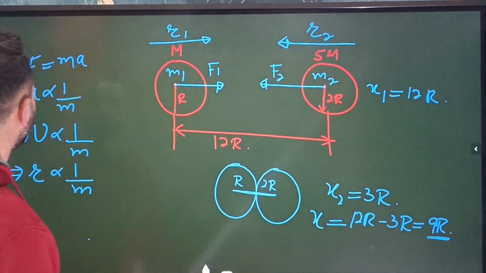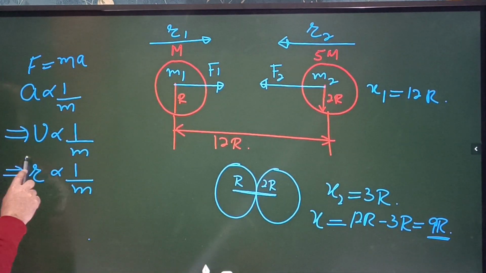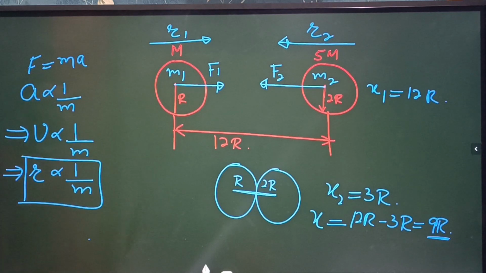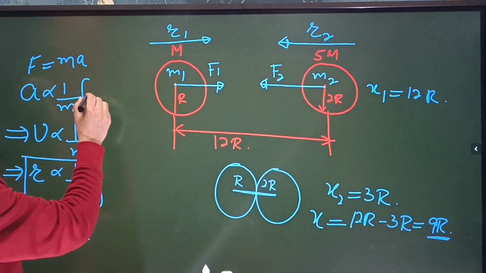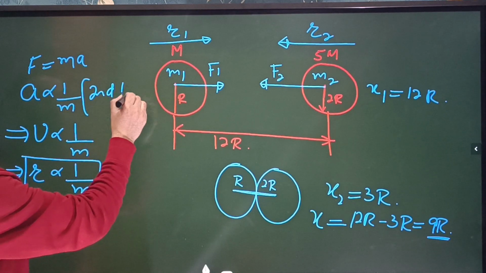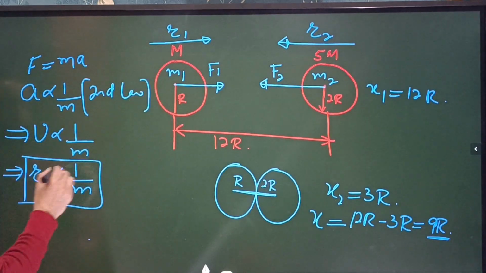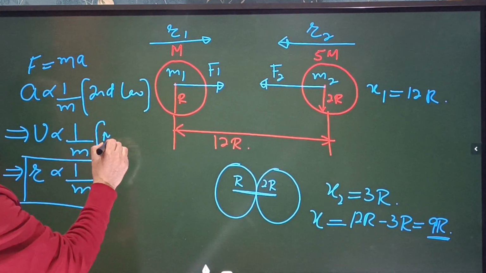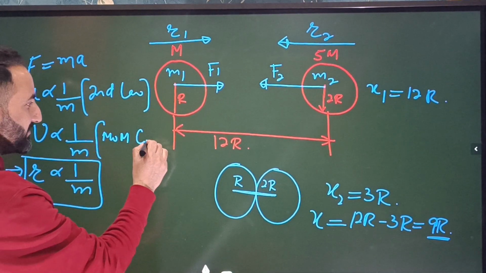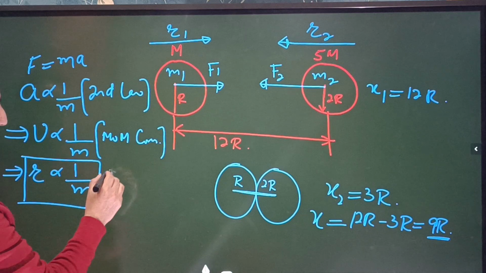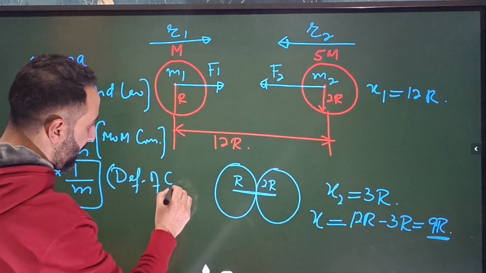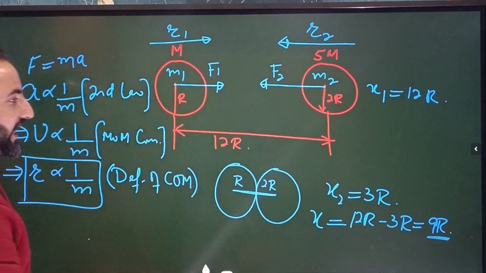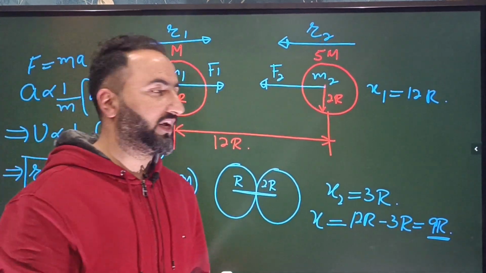All right. So what I've done is this: you have to remember these equations. R is proportional to 1 divided by m. This equation is Newton's second law of motion. And this equation is momentum conservation. And this one is the definition of center of mass. The two particles will collide with each other, and they will collide at the center of mass of the two particles.